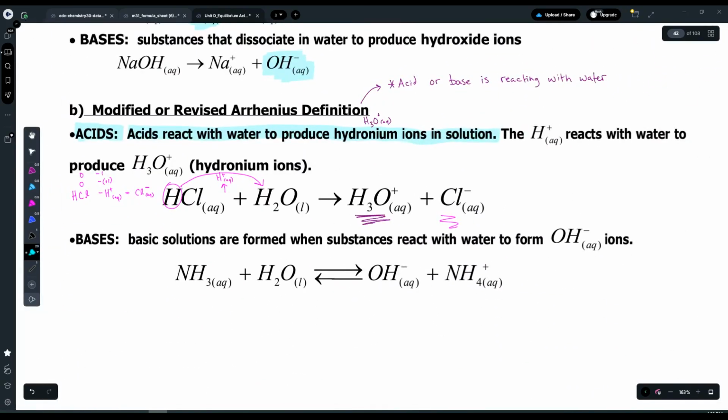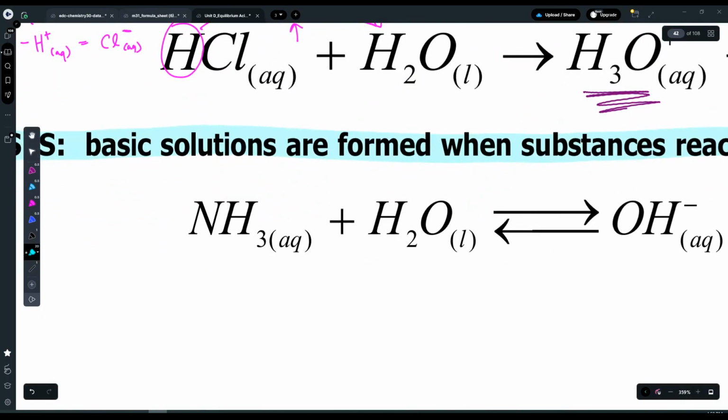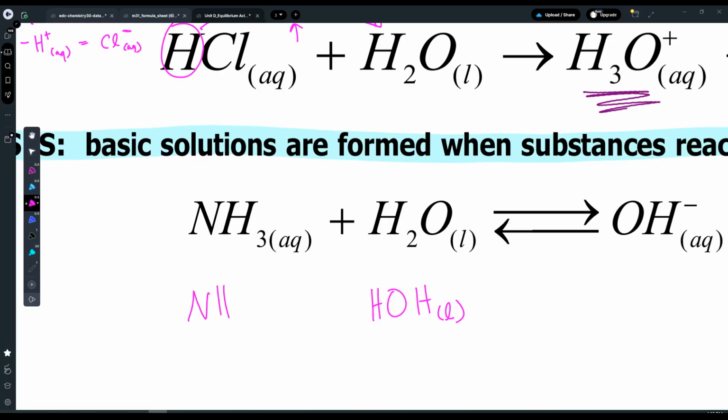Okay, for bases, they react with water to produce hydroxide ions. So with this, I'm going to write the water a little bit different. I'm going to write it as HOH, so there's still 2 hydrogens and 1 oxygen. It looks a little bit different, but it's still water. So what's happening here is one of the hydrogens is going towards the base.